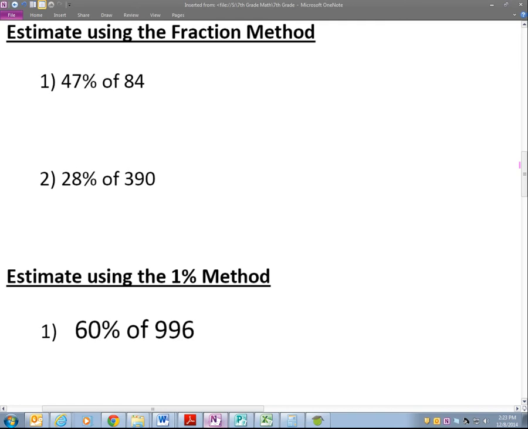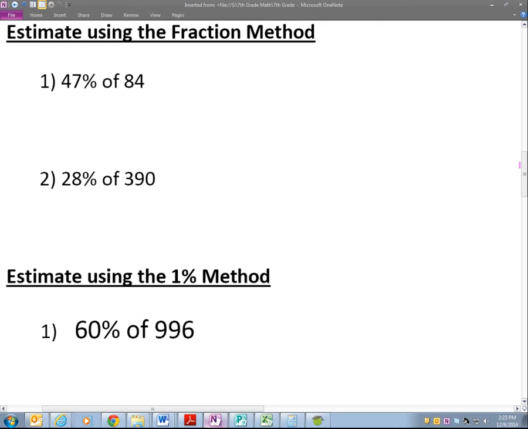You are allowed to use any of those three methods on the homework as long as you have the range of what I'm looking for. I may have already said that, but you heard it again. All right. Using the fraction method. I'm going to show you how to do it with the first one, and then we're going to do the second one together.